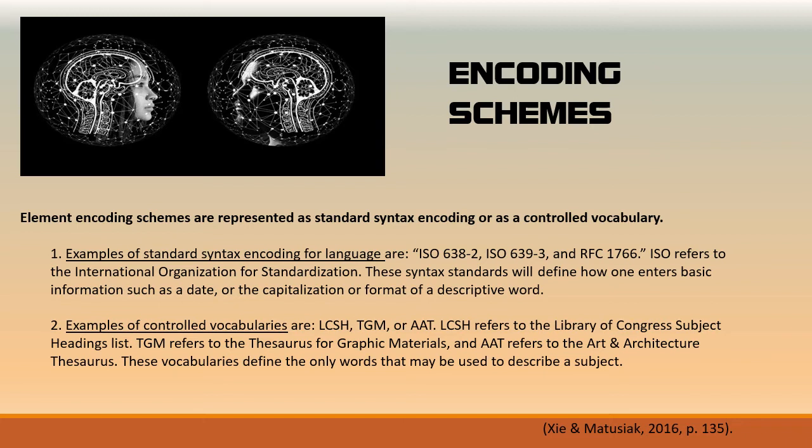Examples of controlled vocabularies are LCSH, TGM, or AAT. And yes, I realize more acronyms. LCSH refers to the Library of Congress Subject Headings list. TGM refers to the Thesaurus for Graphic Materials. And AAT refers to the Art and Architecture Thesaurus. These vocabularies define the only words that may be used to describe a subject in their particular universe.